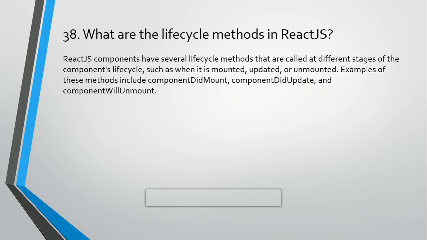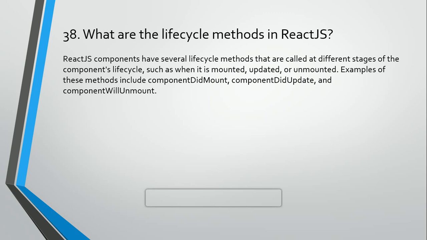What are the lifecycle methods in React.js? So look, React.js components have several lifecycle methods that are called at different stages of the component's lifecycle. As we have discussed in the previous lecture, I guess, such as when it is mounted, updated, or unmounted. So for the purpose of mounting, updating, and unmounting, we have these three included in the component's lifecycle. For example, these methods include componentDidMount, componentDidUpdate, and componentWillUnmount.